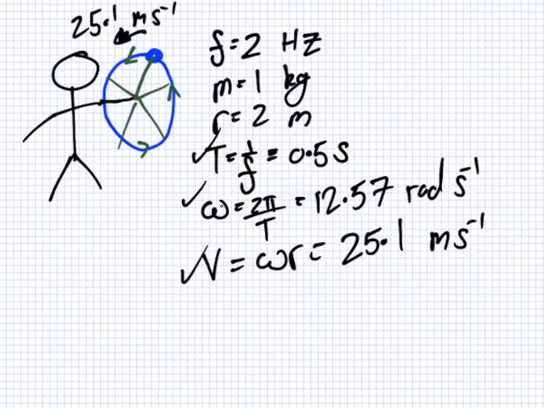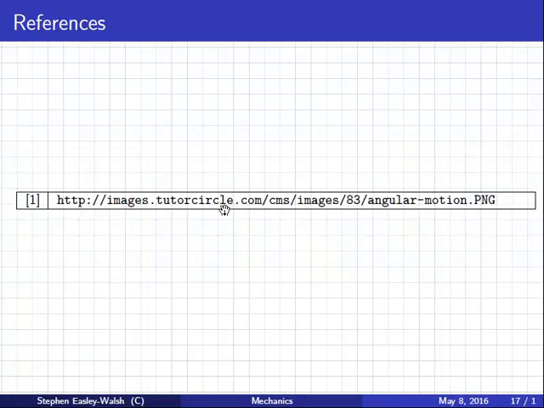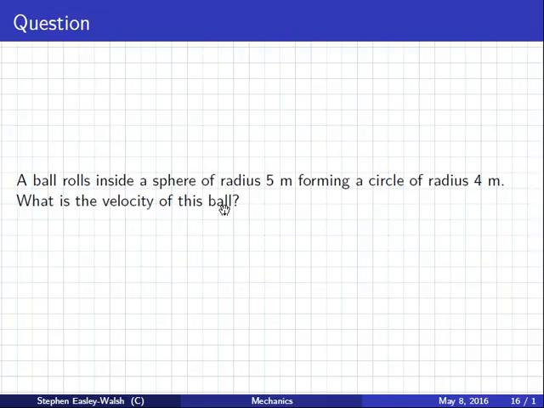Okay, last one now. I'd like to see what you draw for it, to read it carefully. A ball rolls inside a sphere of radius 5 meters, forming a circle of radius 4 meters. What is the velocity of this ball? I want to see what the heck you draw for this.